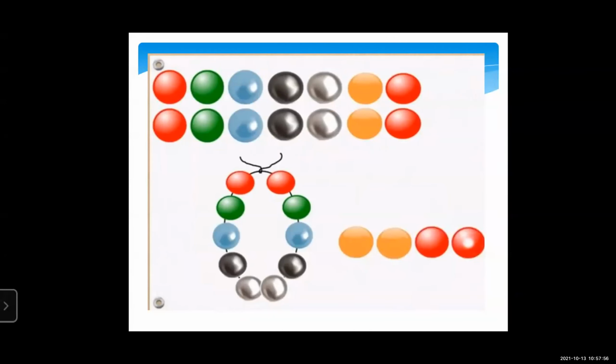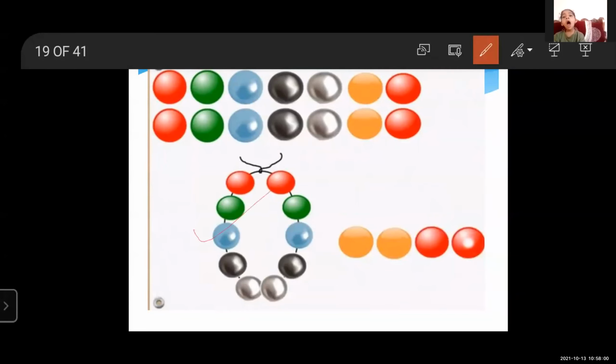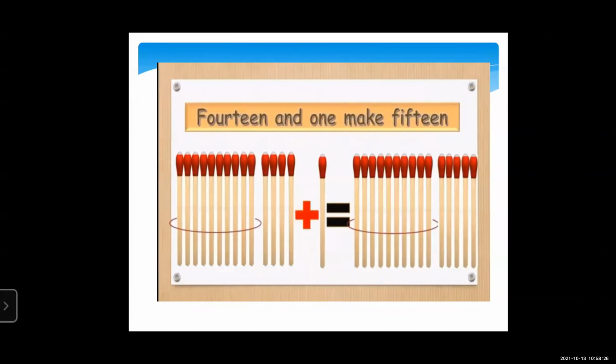There are beads and this is the necklace of 10. And these are the single beads. How many beads are there? 1, 2, 3, 4. Means 10 plus 4, and 10 means 10 objects. So 10 plus 4 is equal to 14. Understood? Yes. Let's see the next example.